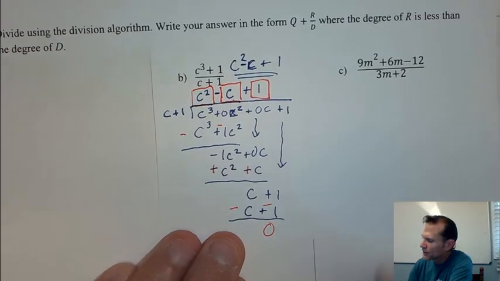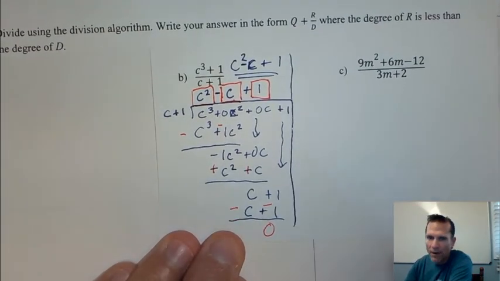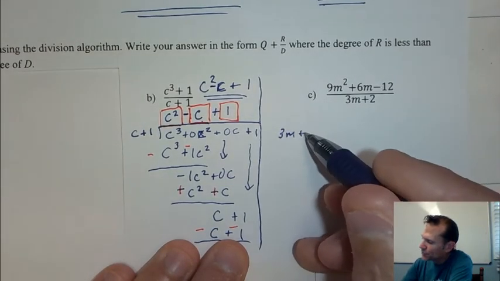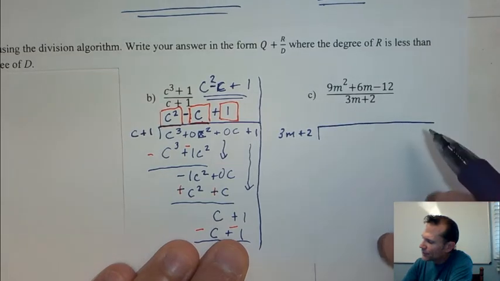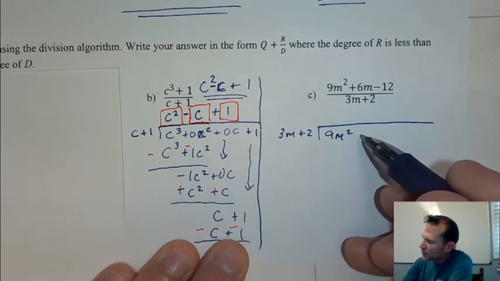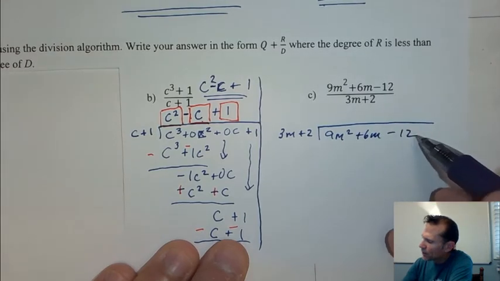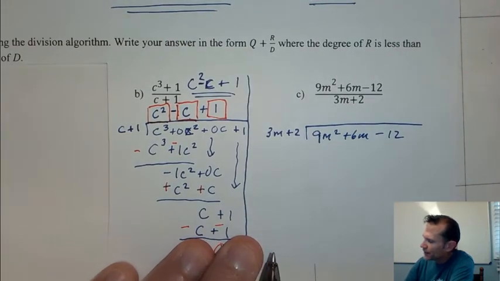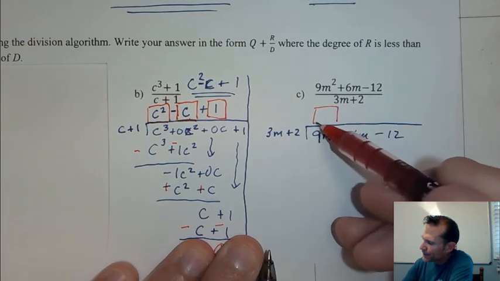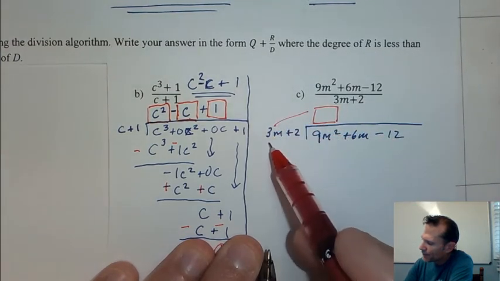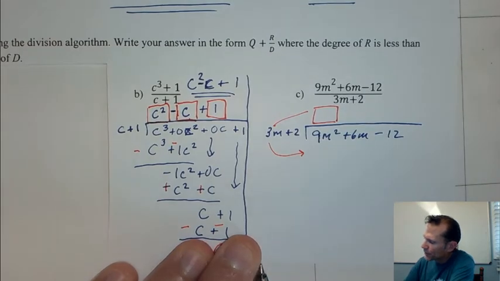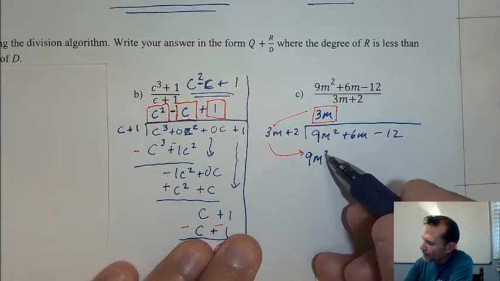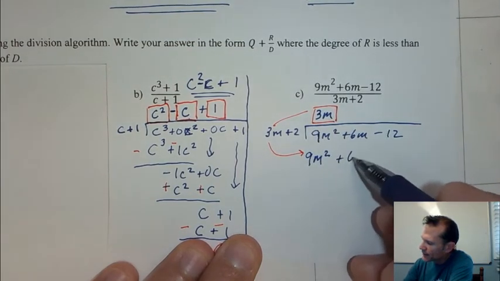All right. Let's look at this last one here. Draw a line here. So I have 3m plus 2 dividing into 9m squared plus 6m minus 12. Okay, we don't have to put any 0 placeholders in here. So I'm going to start in this spot here and think about, okay, what times 3m would give me 9m squared? I'll put a 3m here. 3m times 3m is 9m squared. 3m times 2 is 6m.